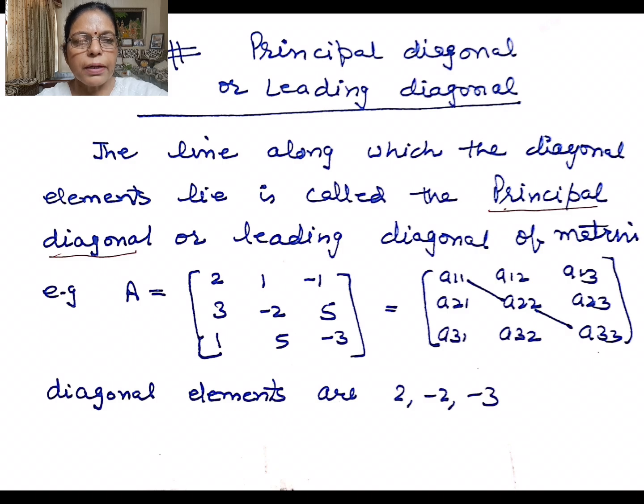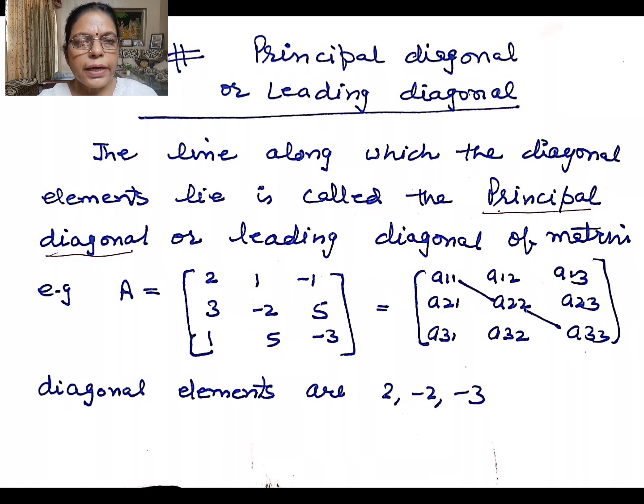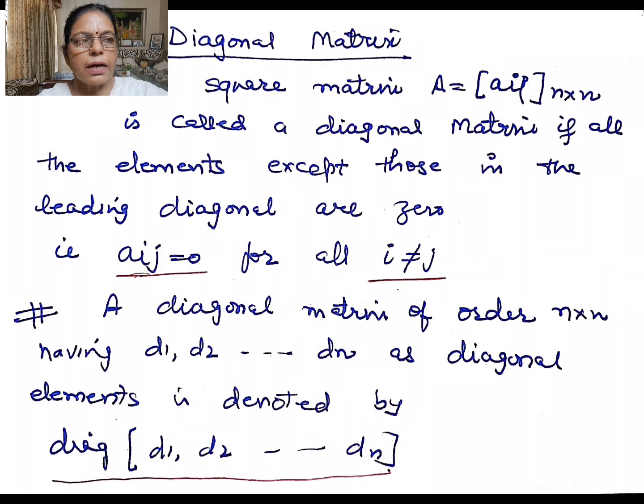Now for example, given matrix A is equal to 2, 1, minus 1, 3, minus 2, 5, 1, 5, minus 3. That is a square matrix of the order 3. Diagonal elements हैं 2, minus 2, minus 3. So the line along which these elements lie, that is called principal diagonal.